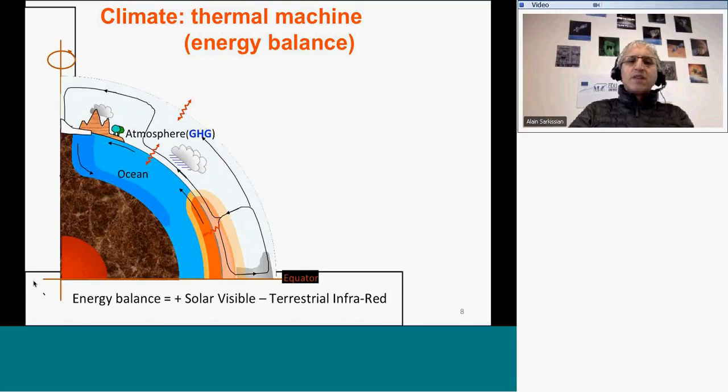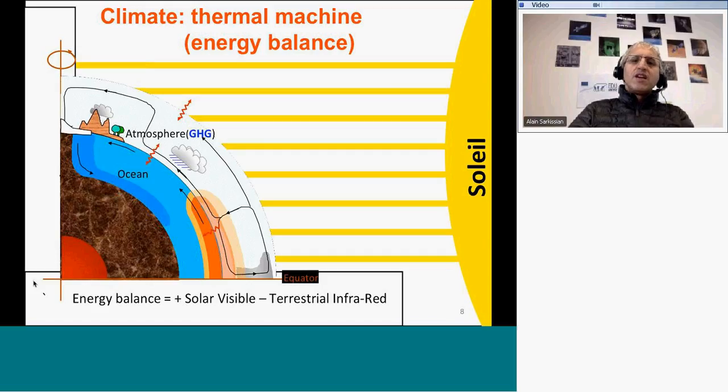And I'll carry on explaining what controls the climate. Essentially, the atmosphere is a sort of thermal machine. It's really driven by the energy balance. So I will explain what the drivers of climate are.